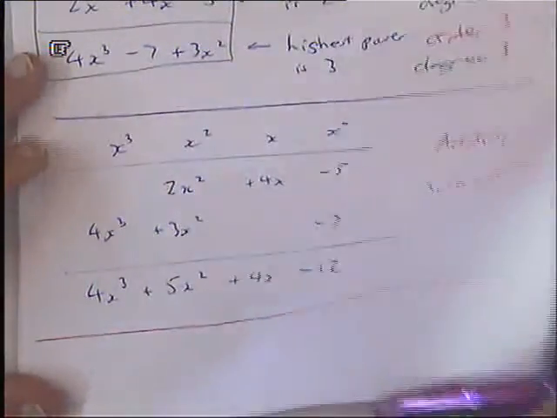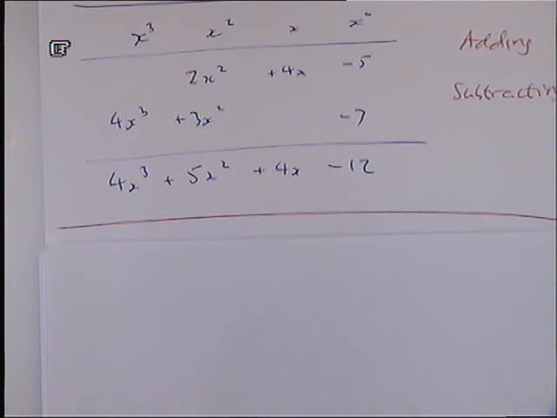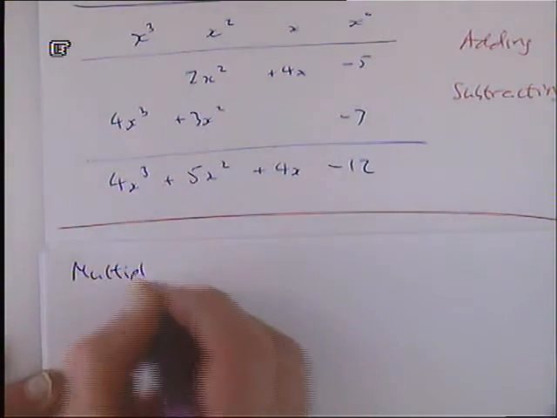So, what was the next thing it said on the board at the beginning? Can anyone remember? Timesing, multiplying, yeah. Okay. So let's start off with two simple ones. So we're going to look now at multiplying.